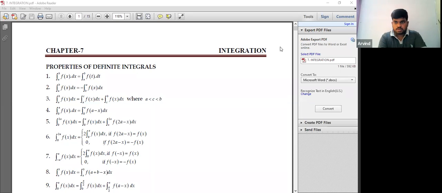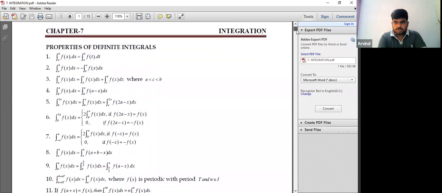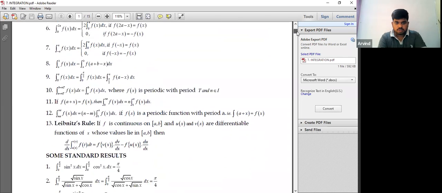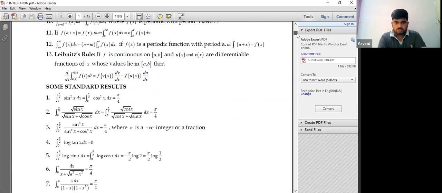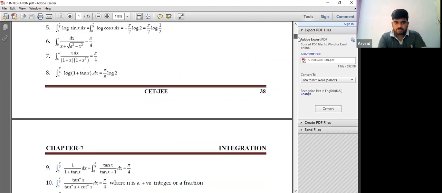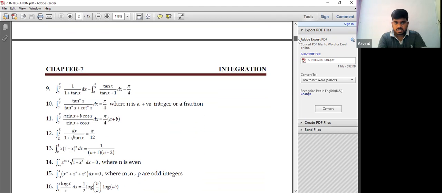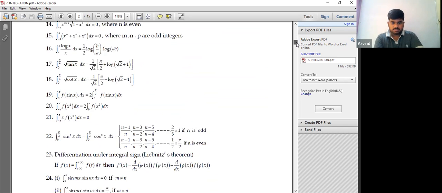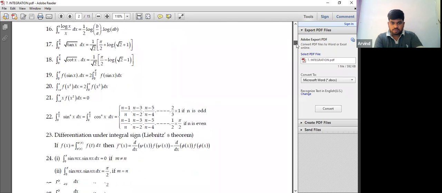So as you can see here, all the important properties of the definite integrals and important rules like the Leibniz rule, and all the differentiation of different functions. What will be the standard answer? You can solve it, but if you remember all this, it will be easy. There are many like this, but we are not going to use everything.